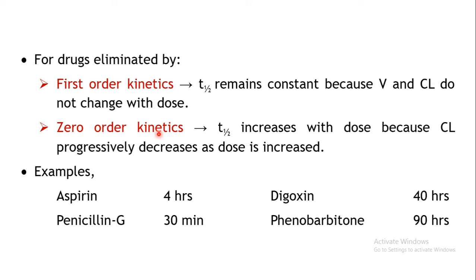So half-life is again dependent upon the kinetics of elimination. Now these are some examples of the half-lives of drugs. It is totally a characteristic feature of that particular drug. Aspirin has a half-life of 4 hours, that is, 4 hours are required to reduce the concentration of aspirin to half of its original value. For penicillin G, it is just 30 minutes. Digoxin, it is 40 hours. And phenobarbital is quite long: 90 hours are required to eliminate just half of the drug from the body. So half-life is variable for different drugs.